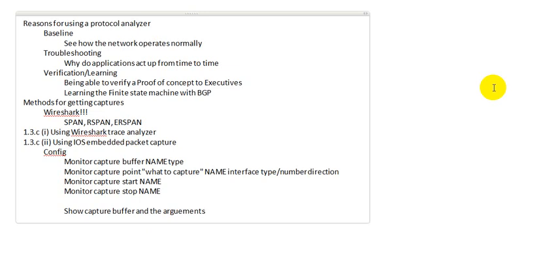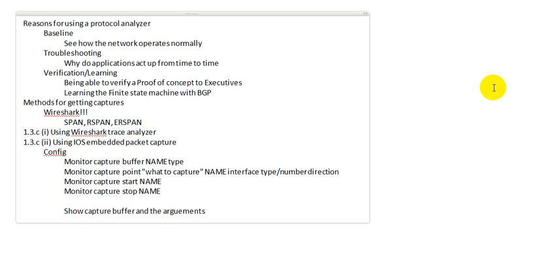But methods for getting captures, Wireshark is going to be the primary thing. I use Wireshark for everything. It runs on Linux, it runs on Windows. There isn't a thing that it won't run on. You can do SPAN, switched port analyzer, on the local switch. Say you have FastEthernet 0/1 as the source and Fast 2 as the destination. You plug your laptop into Fast 2, and anything that comes in Fast 1 gets mirrored to Fast 2.